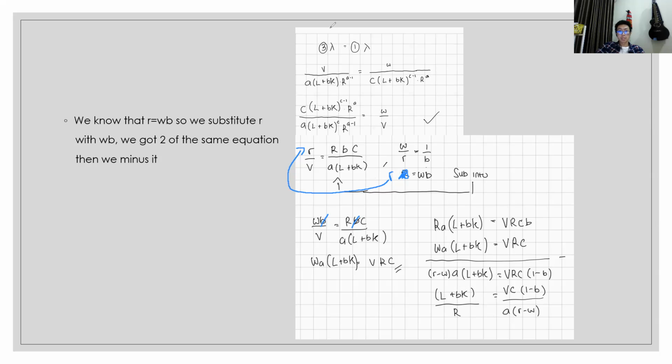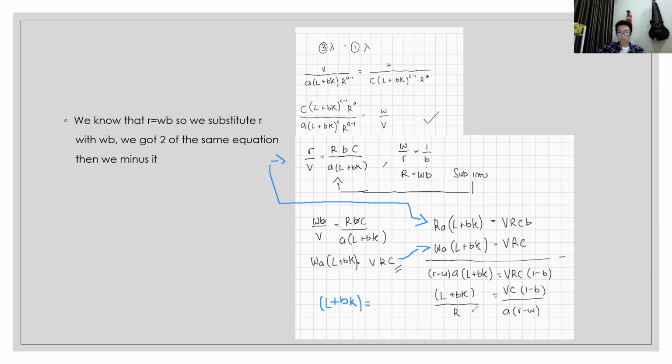Now I'm just going to clear this. We take this value here, cross multiply it, and put it over here, and subtract it from this value here. We remove the unnecessary variable. So we get R minus W times A times L plus BK equals VRC times 1 minus B. Once we get it sorted, remember that we're trying to find LBK, L plus BK.